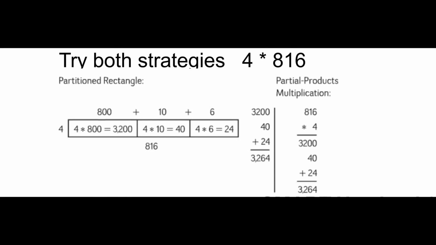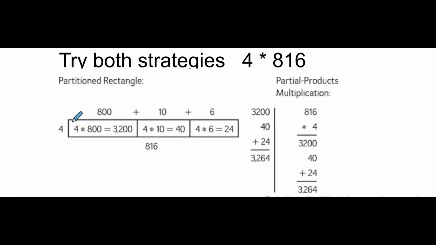Okay, one more time. Let's look at the strategies for doing 4 times 816. Here I take my rectangle. I need to do 4 times 816 to get the area inside the rectangle. I am decomposing 816 to make the problem easier. I'm using expanded form. 800 plus 10 plus 6 is 816 in expanded form. Now I'm multiplying to get each section of my rectangle, and then I'm adding to get my final product for the whole rectangle.